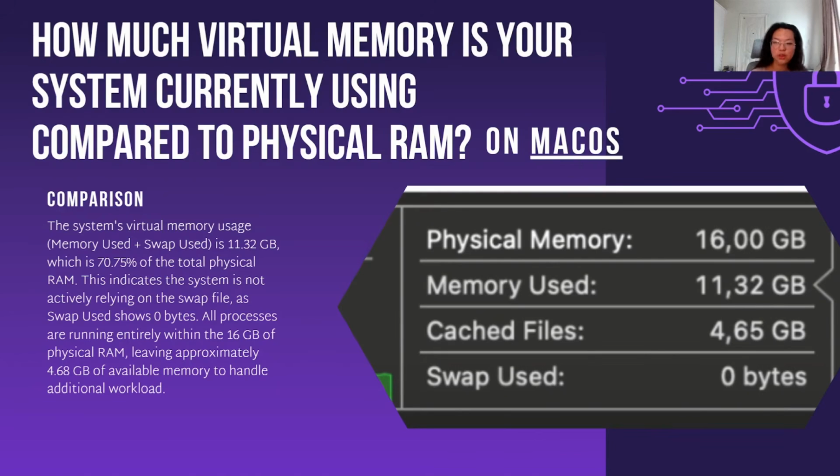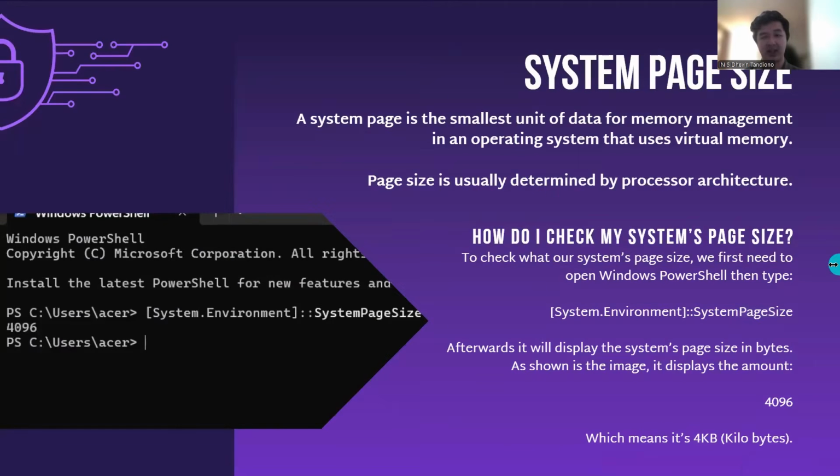Next, for the MacBook, the system virtual memory usage is 11.32 GB, as you can see from the screenshots, which is 70.75% of the total physical RAM. So this indicates that the system is not actively relying on the swap file, as swap file shows 0 bytes. All processes are running entirely within the 16 GB of the physical RAM, leaving approximately 4.68 GB of available memory to handle additional workload.